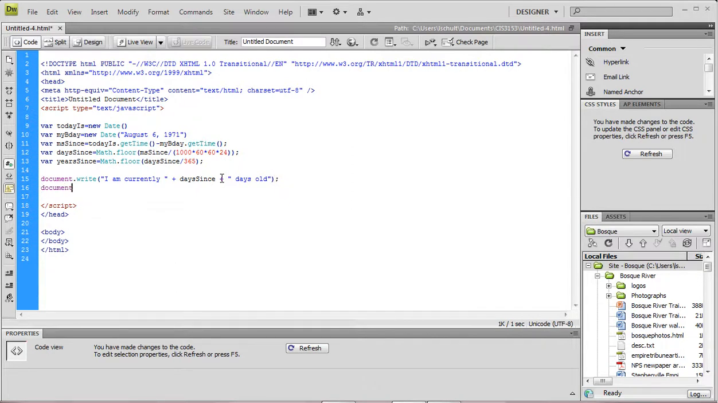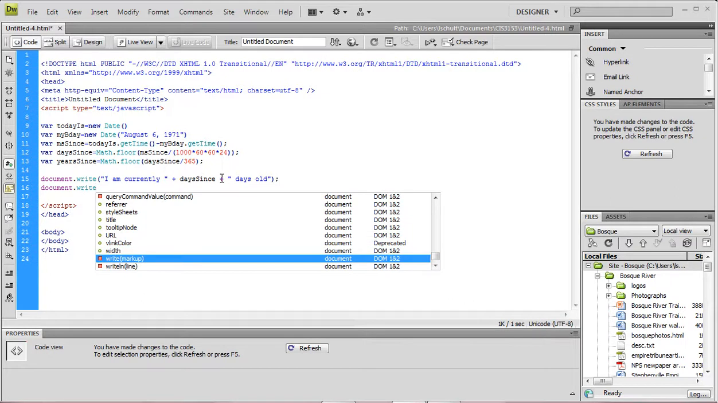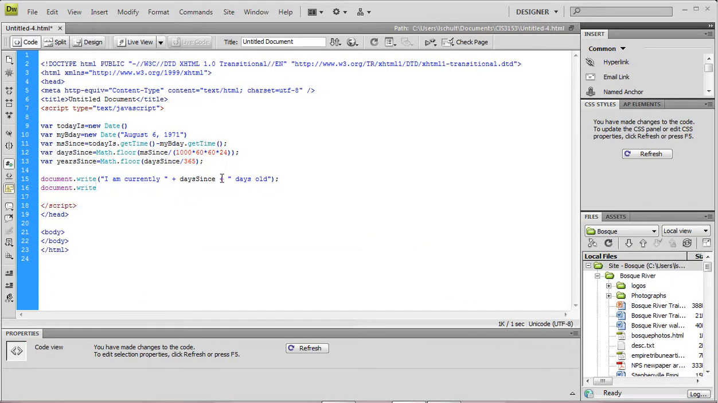And then I can document.write "that makes me " plus years since plus " years old."